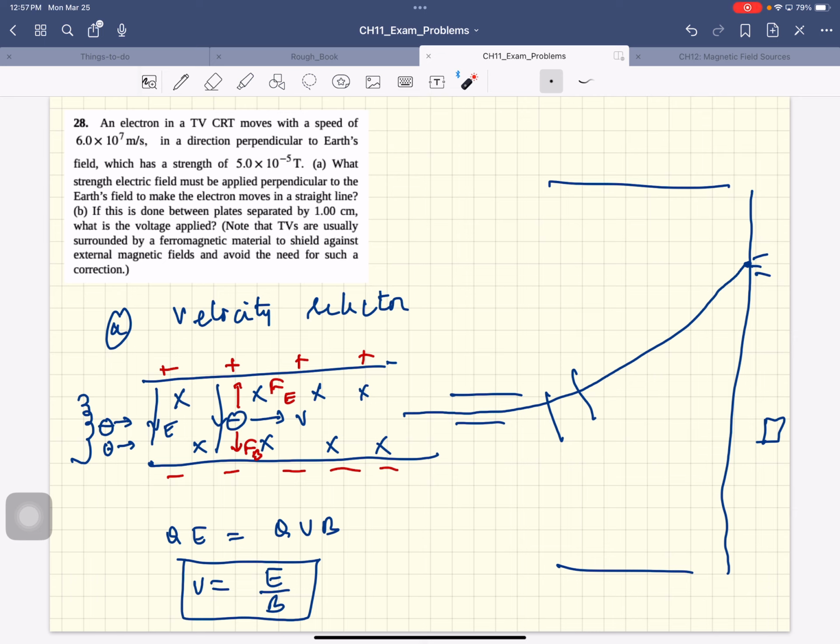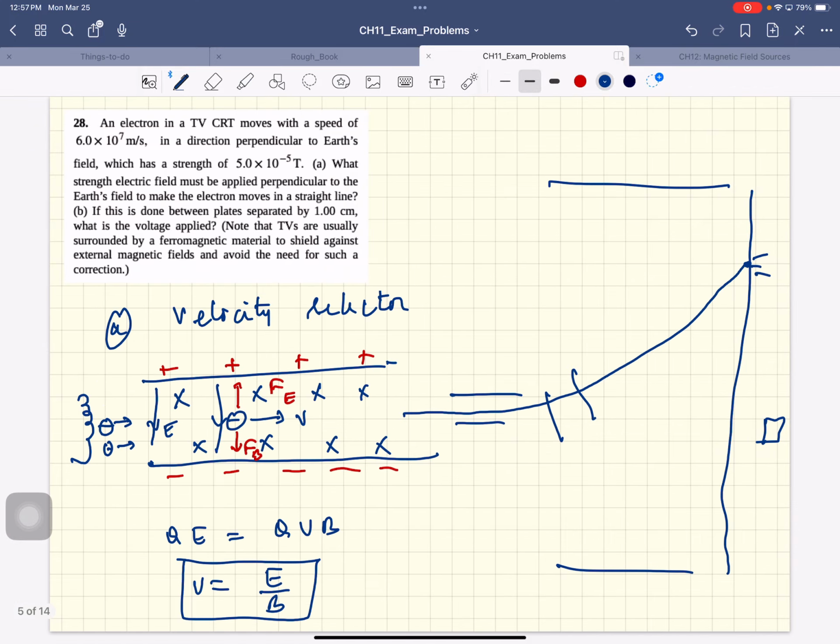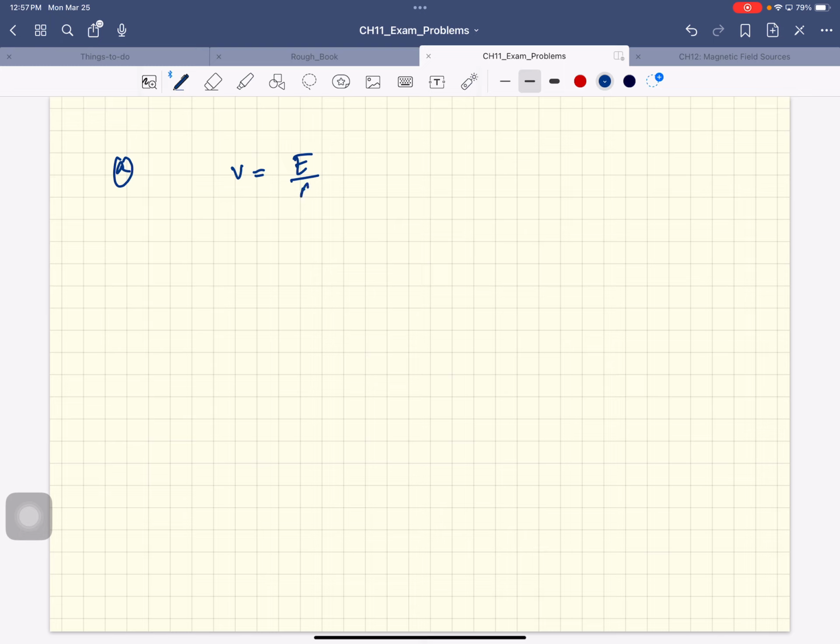So the problem itself is simple. What strength electric field must be applied perpendicular to the Earth's field? So you see the Earth's field is like that, and there's the electric field. So the electron moves in a straight line. Okay, you want the electron to move in a straight line. So V equals E over B. So the electric field is V times B. That's the field you need to apply.